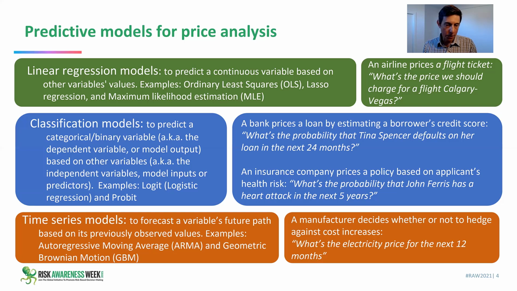Then the model that I would like to focus more on in this session is a time series model, where we forecast a variable. The dependent variable is explained by its own past, and we can forecast the trajectory or the path for this variable into the future. Examples of models are the ARMA model, autoregressive moving average, or the geometric Brownian motion. We're going to discuss those in a second.